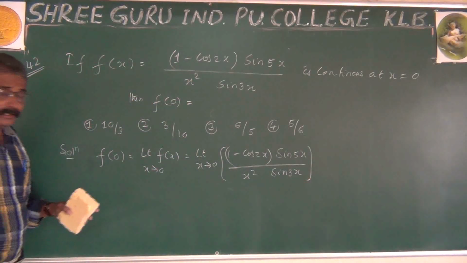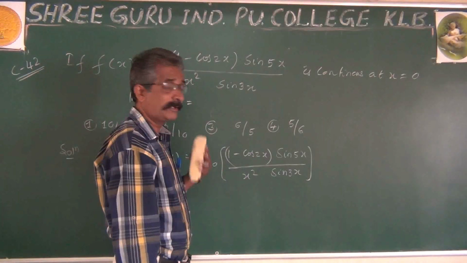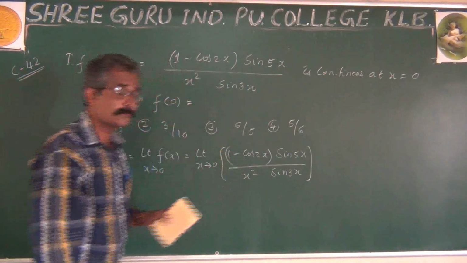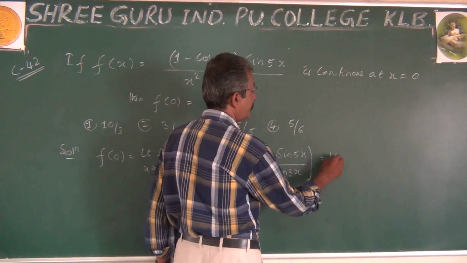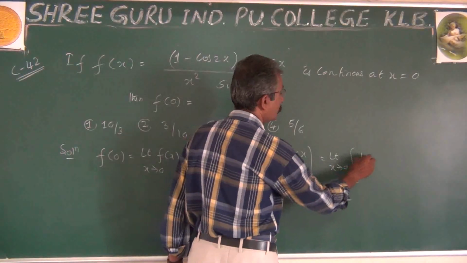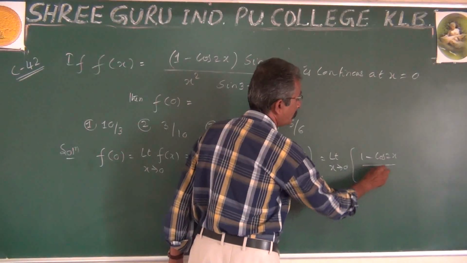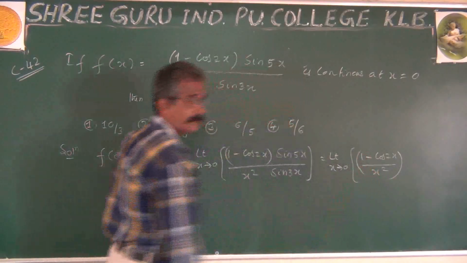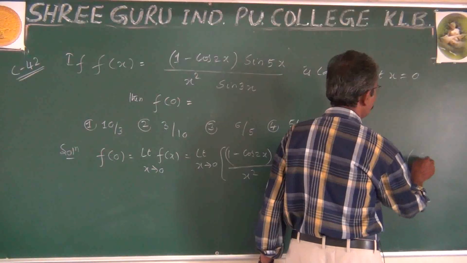It is no doubt under 0 by 0 form, but don't apply L'Hospital rule. You can avoid it because you can use a shortcut method from yesterday's class. So let's write like this. It can be rewritten as limit as x tends to 0 of (1 minus cos 2x) by x square as one specific term, and another one, sin 5x divided by sin 3x.